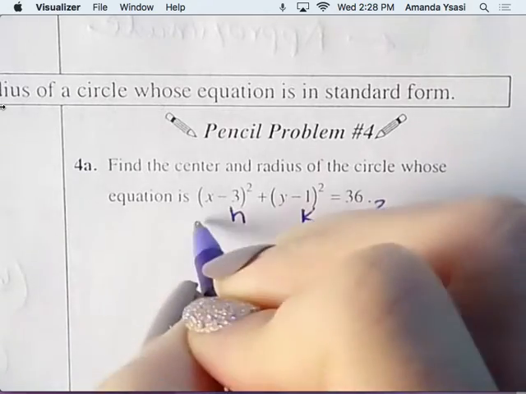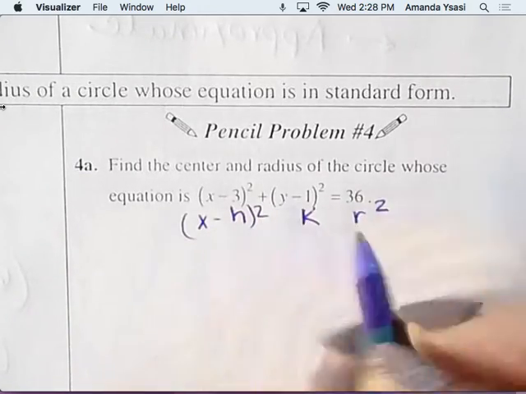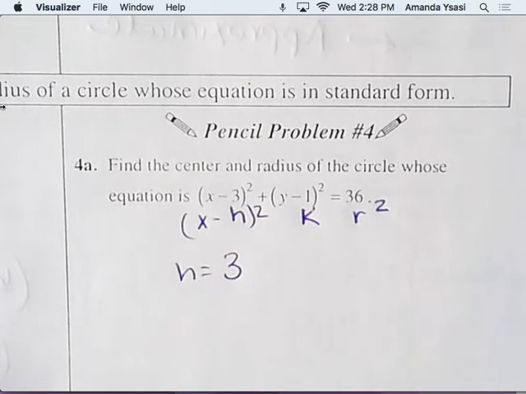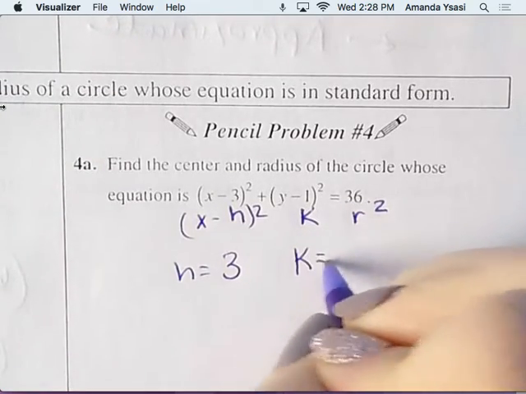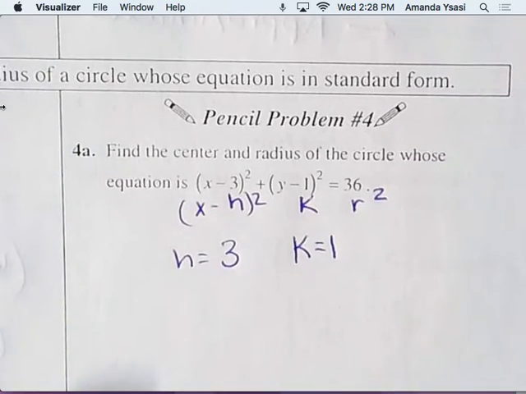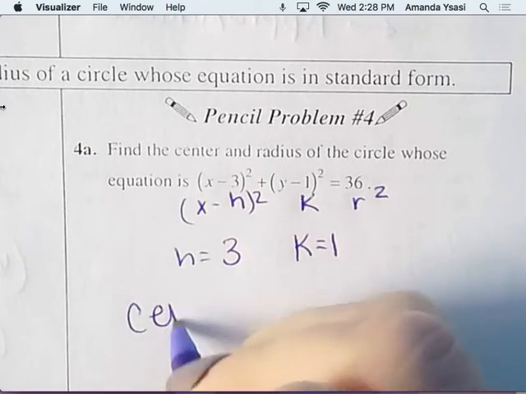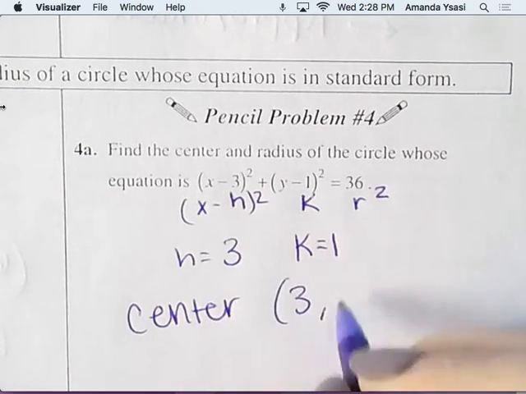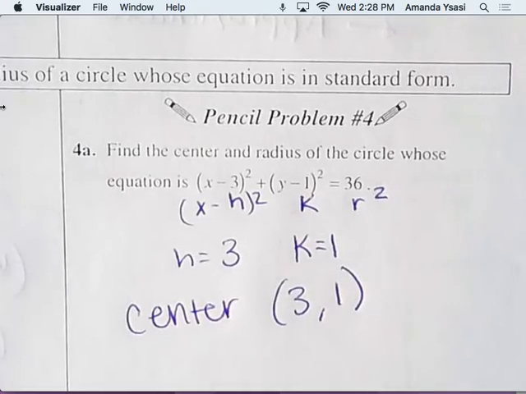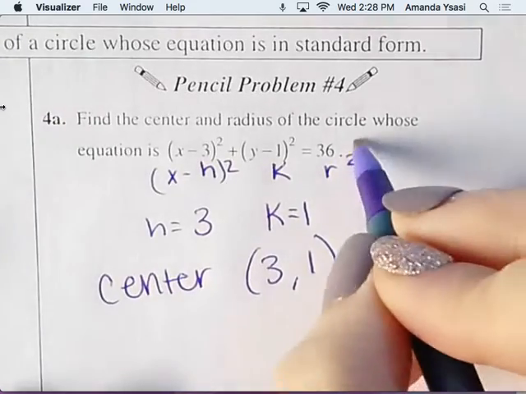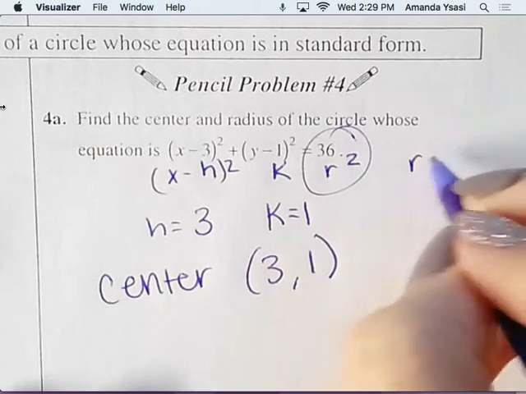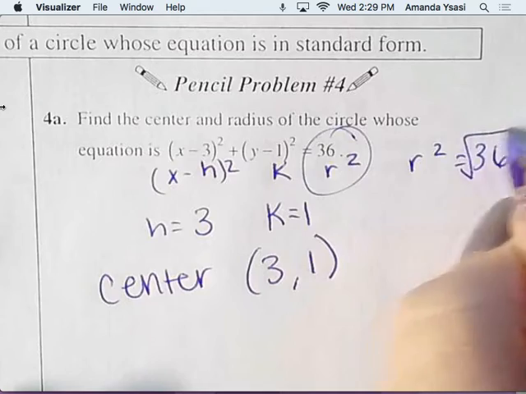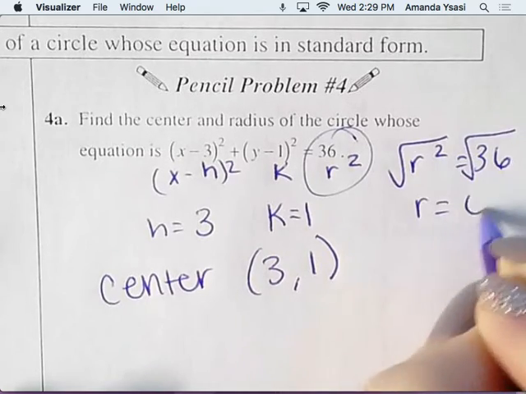Because the formula says x minus h squared, h is going to be 3, because the minus is part of the formula. The minus is not part of the h. And then here k is 1. So we know that the center is at 3, 1. And then to find the radius, r squared equals 36, so we just take the square root and we get radius equals 6.